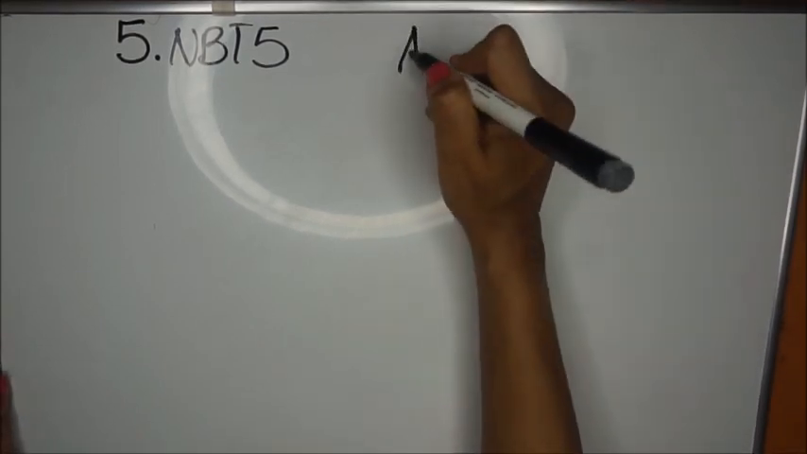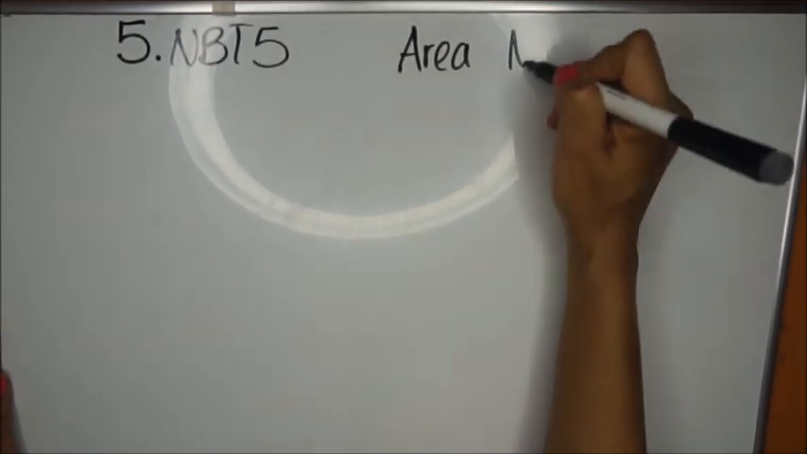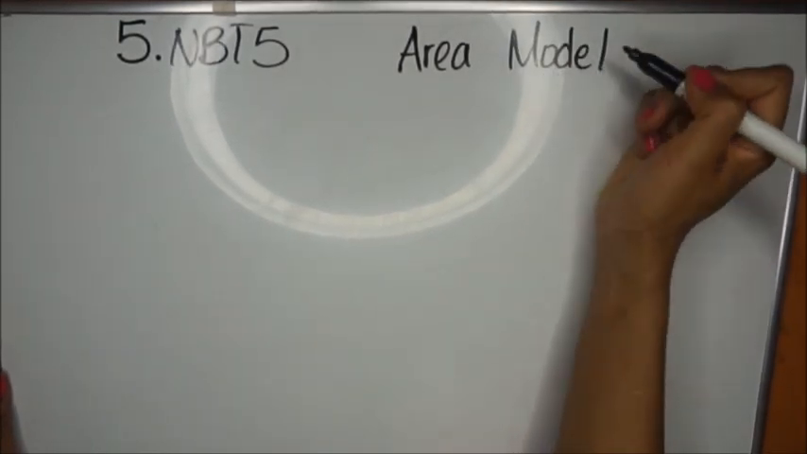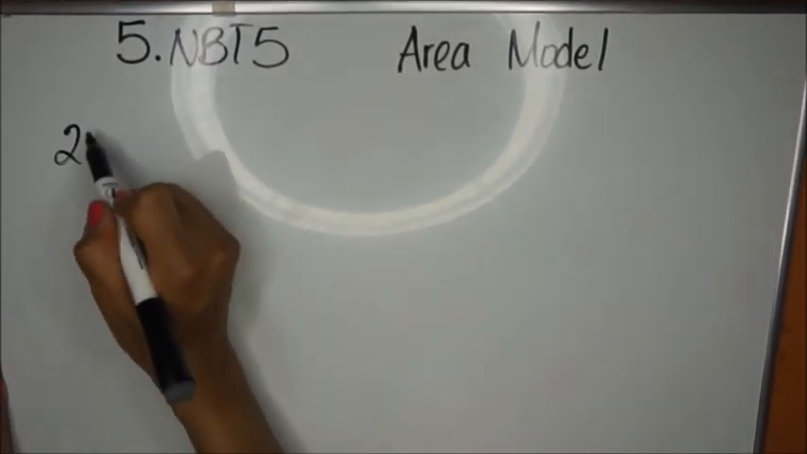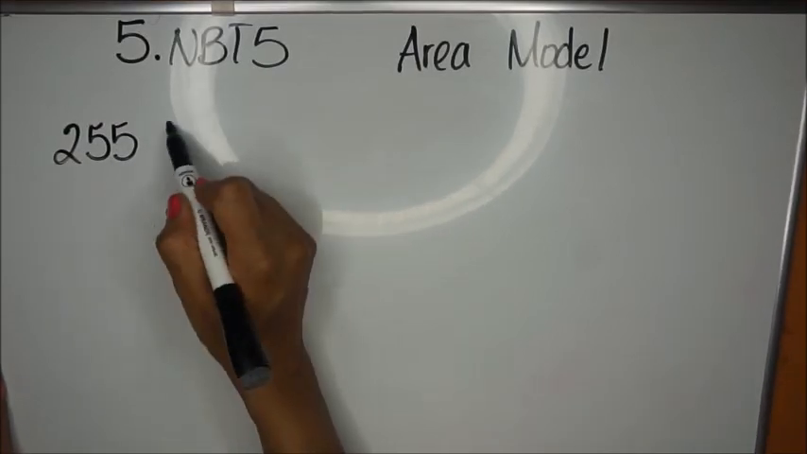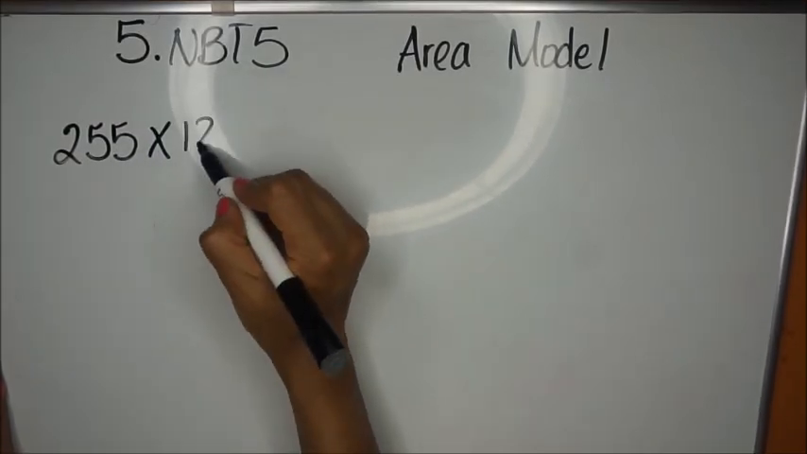The way I'll be multiplying these numbers is by using the area model. So I'm going to use the area model. I'm going to write it here. And I'm going to start it with 255. And I'm going to times that by 12.